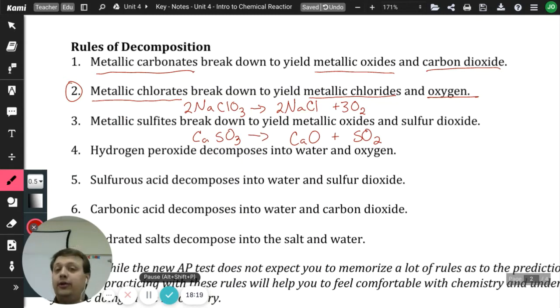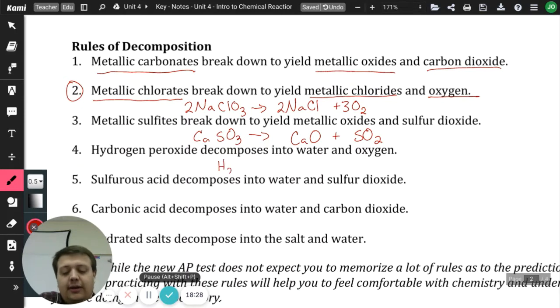Next, this one is again different from your synthesis. I've got hydrogen peroxide. Hydrogen peroxide will always break down into water and oxygen. So hydrogen peroxide is H2O2. It's going to decompose into water and oxygen gas. We would need to make sure to go in and balance, and that would be our balance. We have 4 hydrogen on the left, we have 4 hydrogen on the right, 4 oxygen on the left, and 2 plus 2 is 4 oxygen on the right.